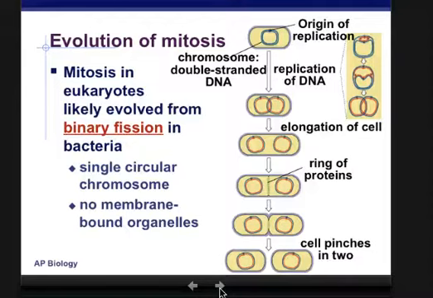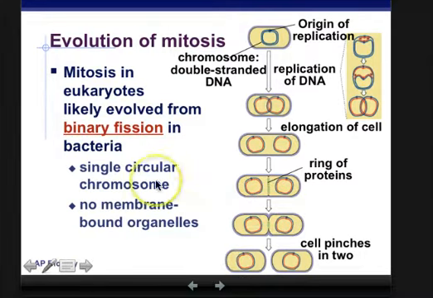So, which is obviously a little bit different since bacteria don't have a nucleus. So we have the origin site of replication. Chromosomes are replicated, and one copy of the origin moves rapidly towards the other end of the cell, and the cell elongates. Okay, and you have this ring of proteins forming down the middle, and the cell pinches in two.